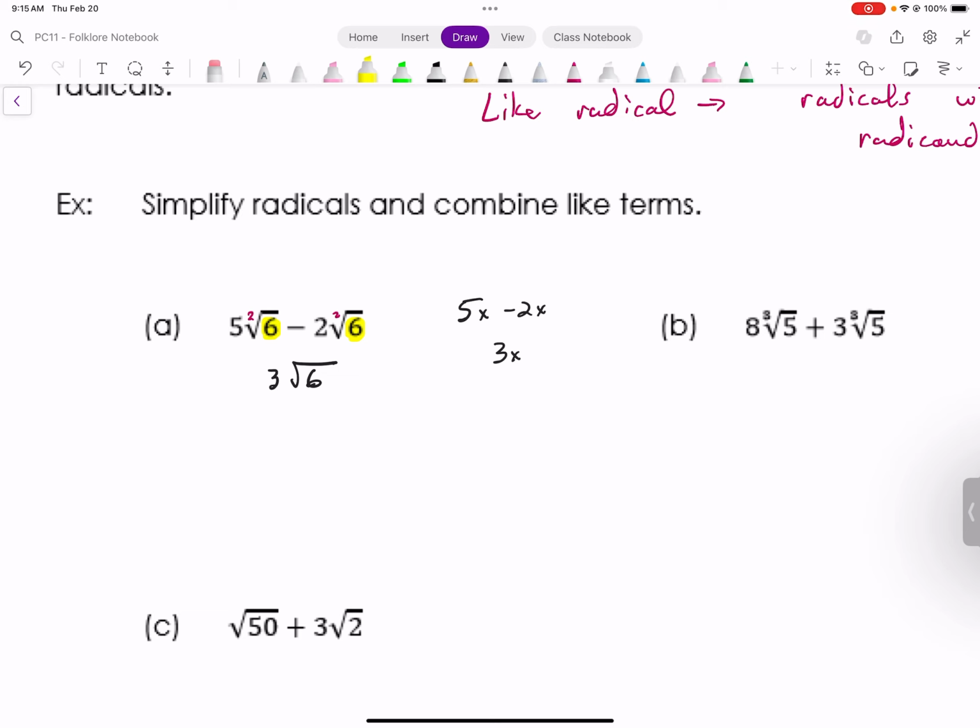Now for B, I'm just going to look at my radical here, and I notice that it's the cube root of 5. So 8 times the cube root of 5 plus 3 times the cube root of 5. Since the radicands are the same and the indexes are the same, these are like radicals. So 8 cube root of 5 plus 3 cube root of 5 is going to be 11 cube root of 5. Not so bad. Now let's mix it up a bit.